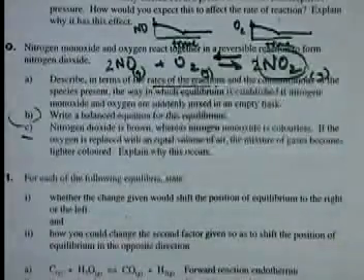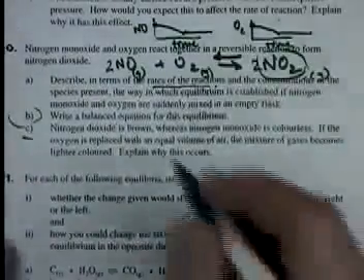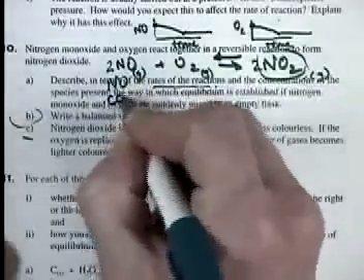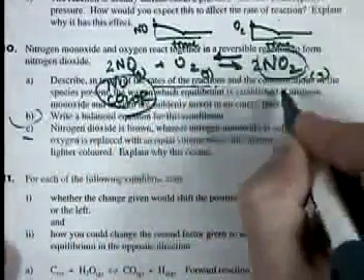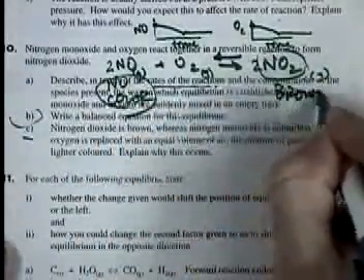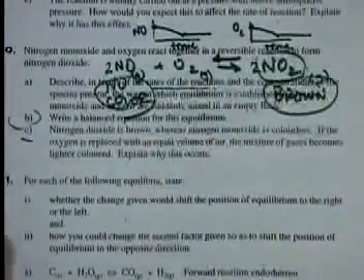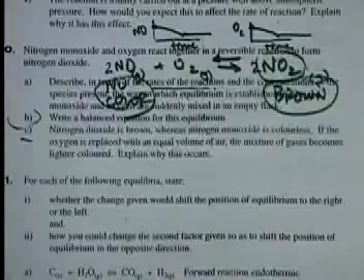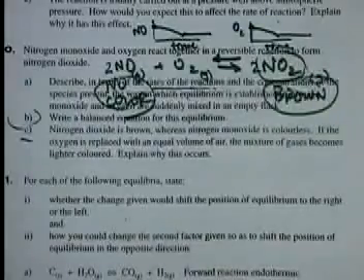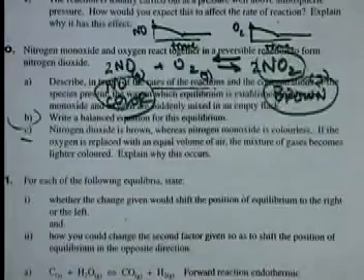And then letter C, nitrogen dioxide is brown, whereas nitrogen monoxide is colorless. So this side has no color, and this side over here is brown. This side of the reaction is brown, this side has no color. All right, if the oxygen is replaced with an equal volume of air, the mixture of gases becomes lighter colored.